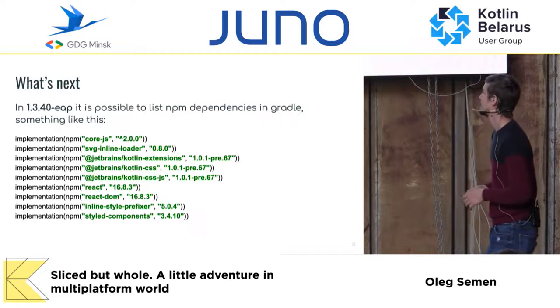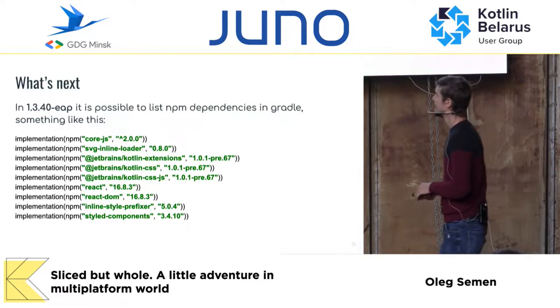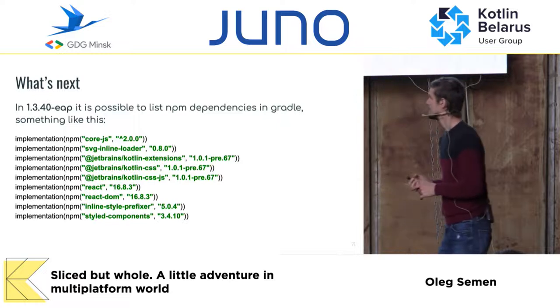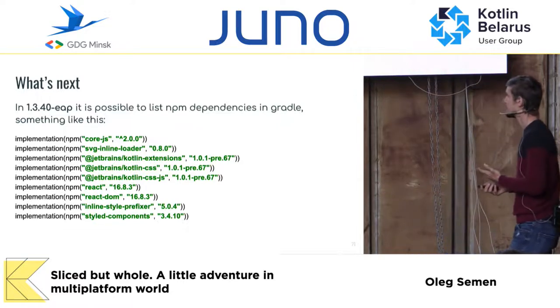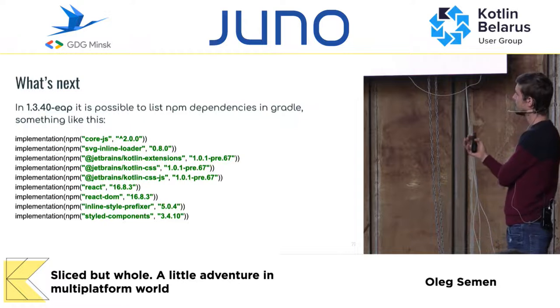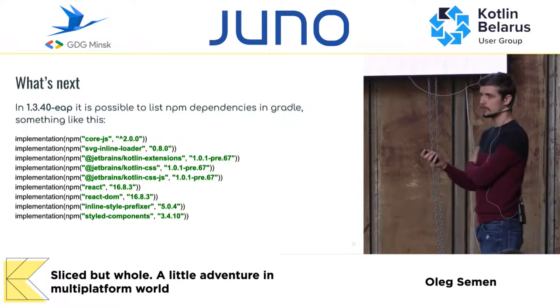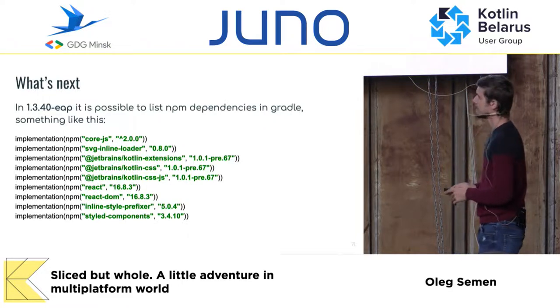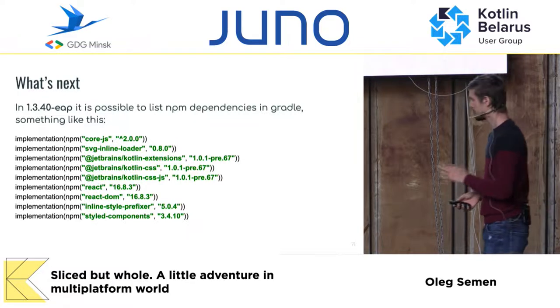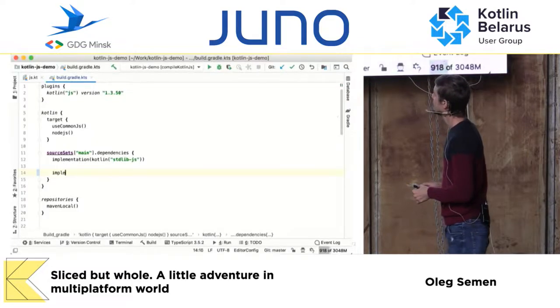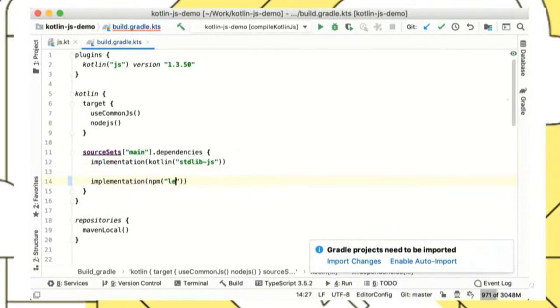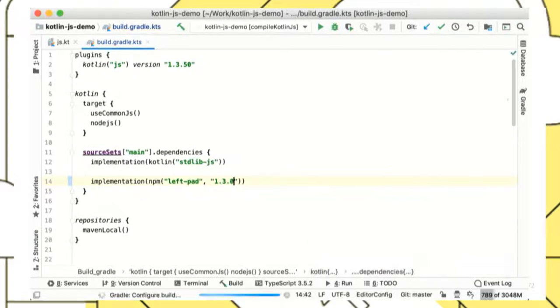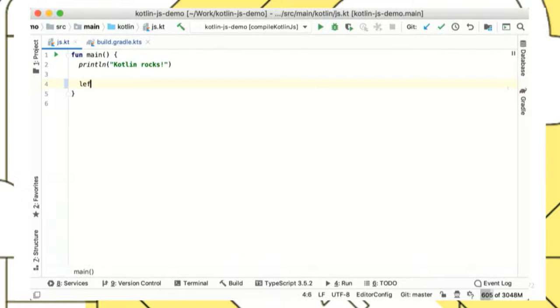And since the 1.3.40 early access preview, there is a node package management extension, and it has to run Dukat under the hood when we describe our dependency this way. And with the 1.3.50 release, they even added an animation of how it works. So you just specify the dependency in your build Gradle file, and then you can use it in the code, and it shows all the suggestions. It works really well.